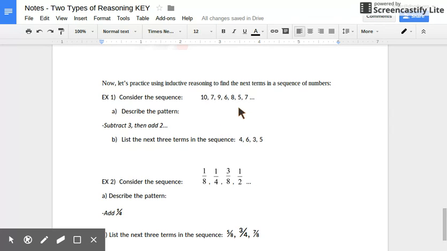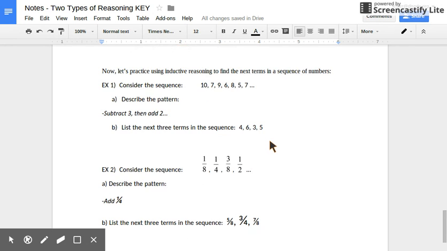So if we use that pattern, if I subtract 3 from 7, I get 4. If I add 2 to 4, I get 6. If I subtract 3 from 6, I get 3. And if I add 2 to 3, I get 5.